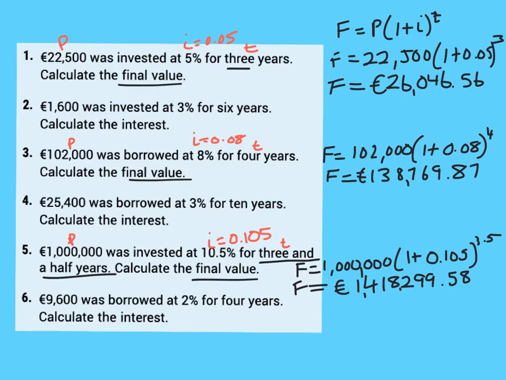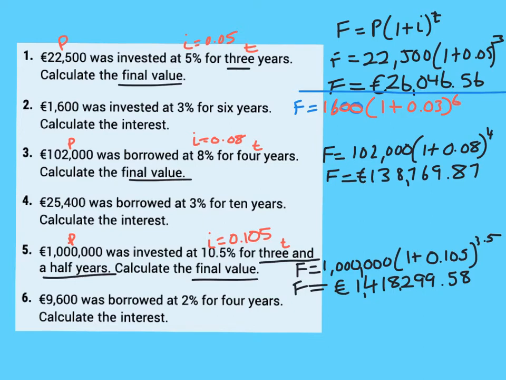So the next one then, you had to find out the interest. So let's start with question 2 then. I'll just do this in a different colour, just so we can separate them. So we have F equals 1600(1 + 0.03), and my T is 6 years.